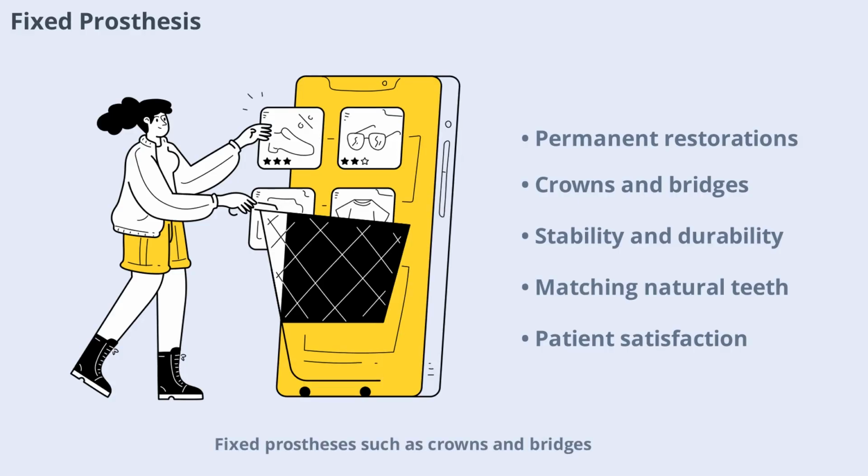Fixed prostheses, such as crowns and bridges, are permanently attached to the teeth or implants. These restorations provide stability and durability, supporting both function and aesthetics. Fixed prostheses are carefully designed to match the patient's natural teeth and enhance oral health. By providing a stable solution, clinicians ensure long-term success and patient satisfaction.